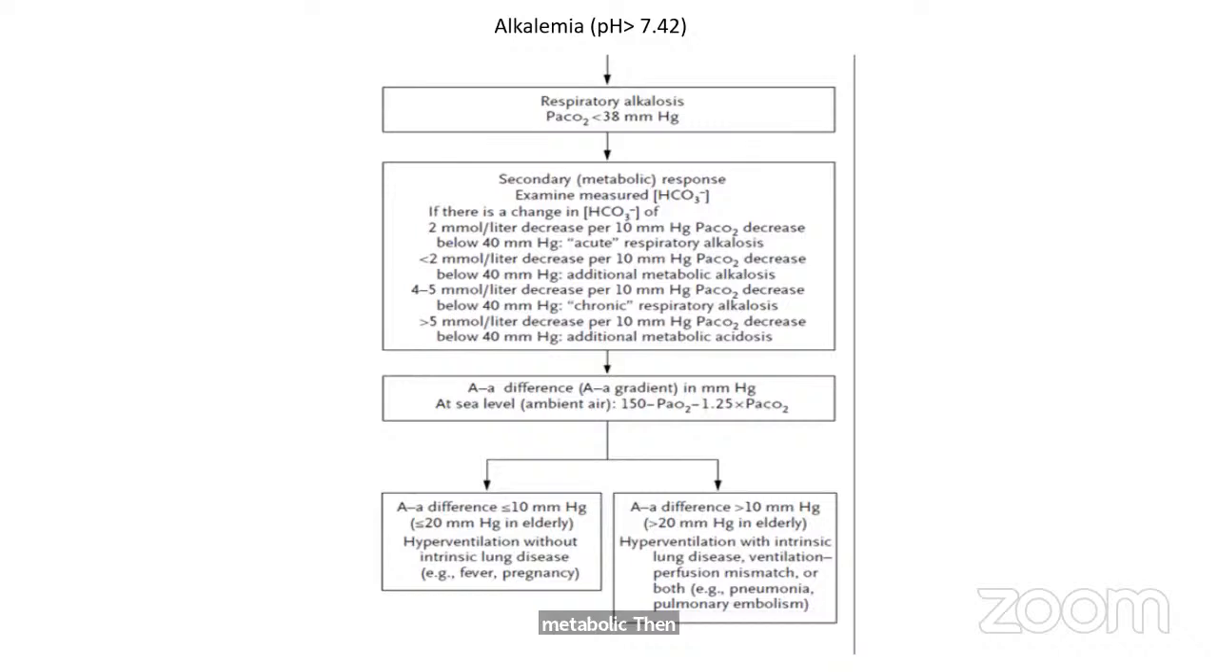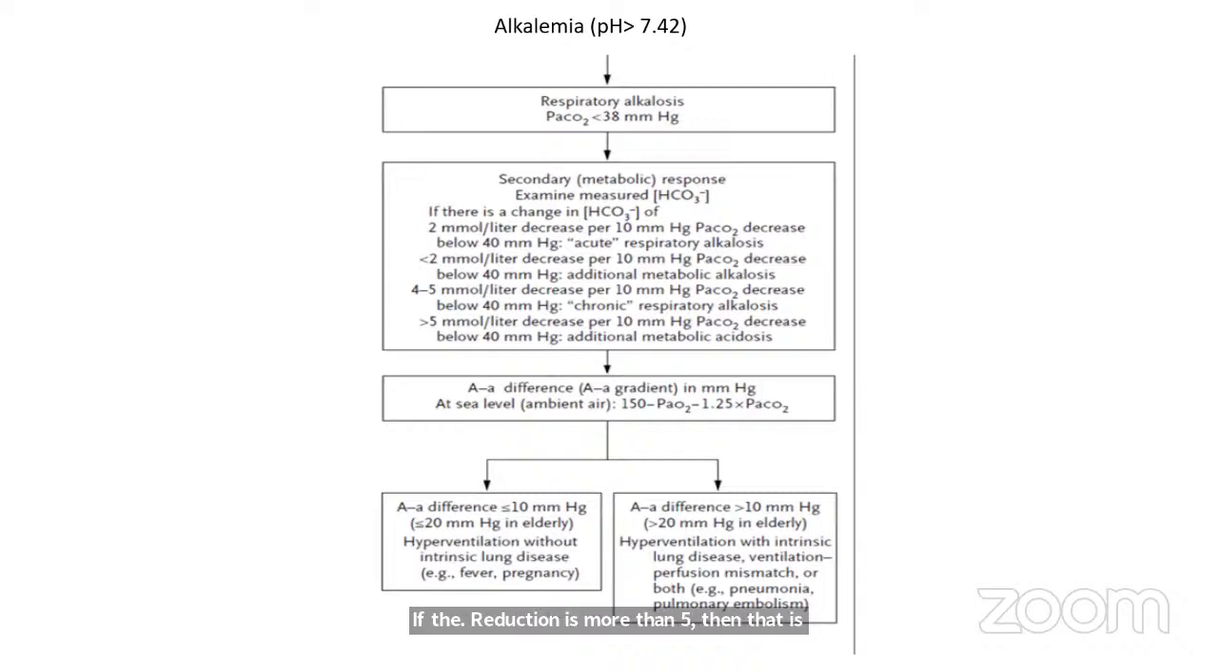For chronic, the kidneys get more time, so there is a more reduction of bicarb, around 4 to 5 points for every 10 millimeter reduction of PCO2 below 40 millimeter of mercury. If the reduction is more than 5, then there is additional metabolic acidosis. I always find this very confusing.